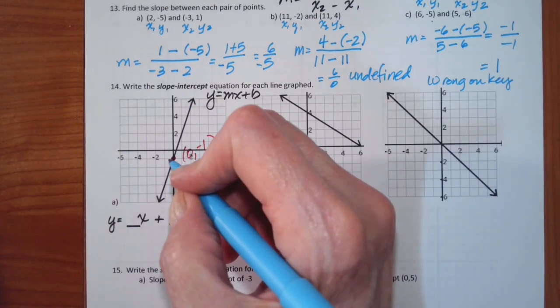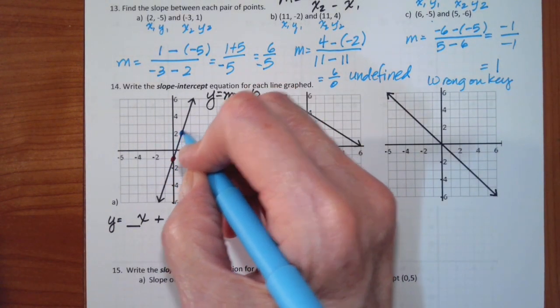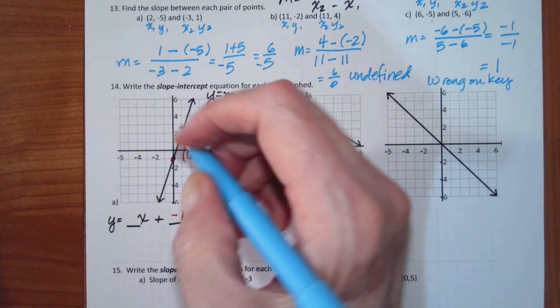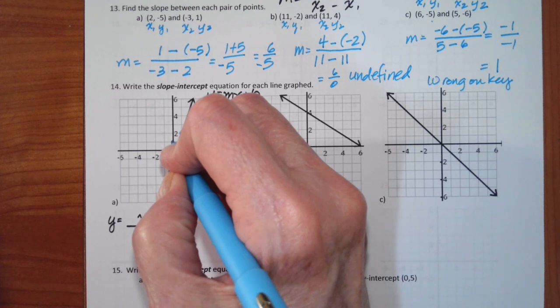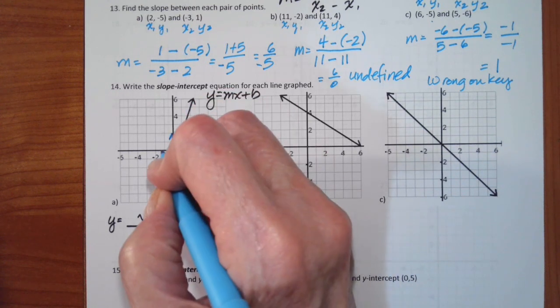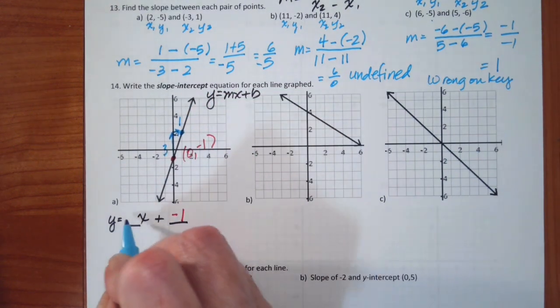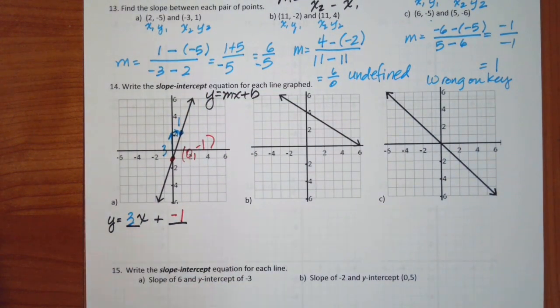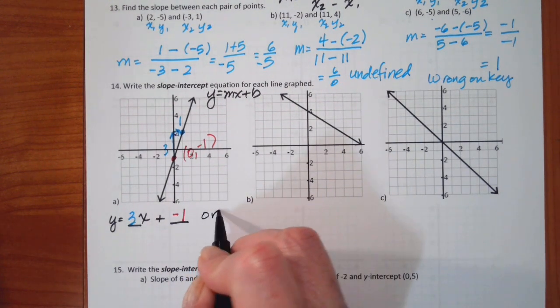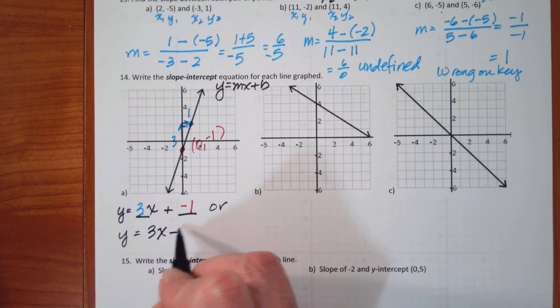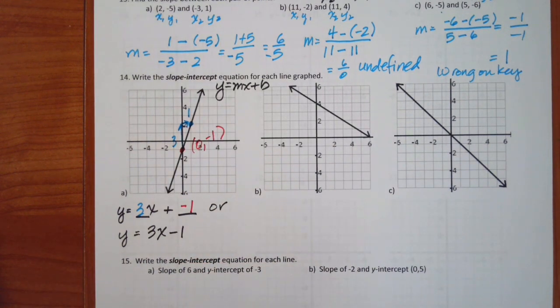And then for the slope, I can use that point and I can find another one. My slope is going to be positive. It is going up from left to right. So to get from one point to the next, I'm going to go up 3 and over 1, which tells me my slope is 3. You can write it just like that, or you can write it as y equals 3x minus 1. I would accept either one.